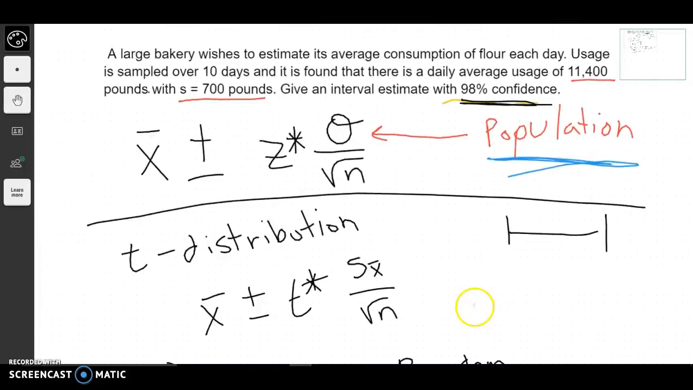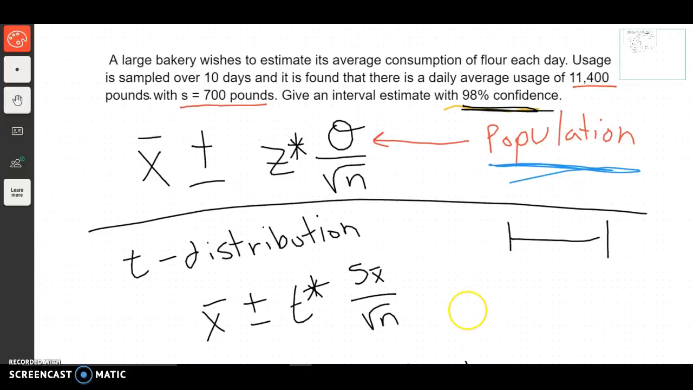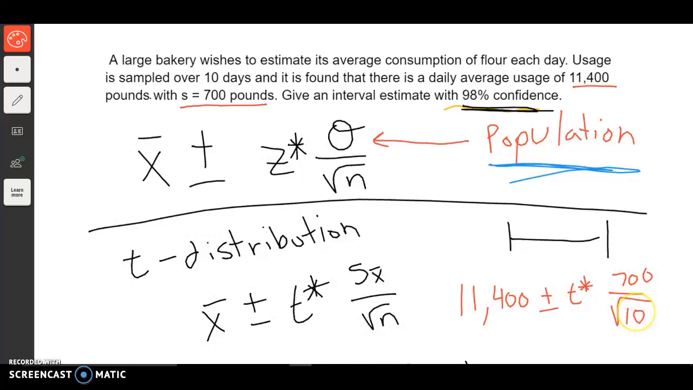In our case, our x bar is 11,400. And we do plus or minus our t star, which we'll find in a second. And then we'll have our sample standard deviation, which is 700, over the square root of the number of days, which is 10.